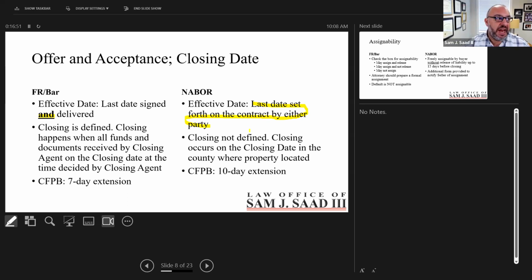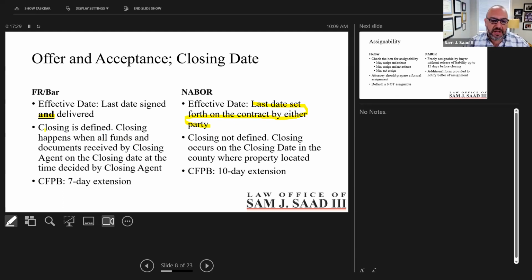So when you're counting your days, it becomes very important to know the effective date and when the contract was actually delivered. Another thing about the closing is that FRBAR defines the closing as when all funds and documents are received by the closing agent at the time decided by the closing agent. NABOR does not define closing. It just says that it occurs on the closing date in the county where the property is located. So there's a little difference there as to when things are supposed to close, but generally under both contracts, they close on the closing date.